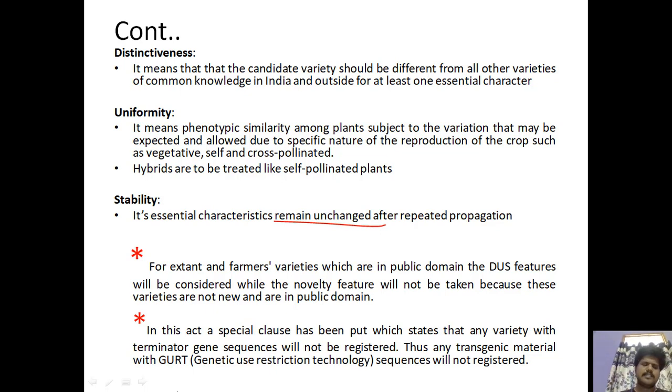Then there are a few clauses for extant and farmers' varieties which are in the public domain. The distinctness, uniformity and stability features will be considered while the novelty feature is exempted, because these varieties are not new and are in the public domain already. And in this Act, a special clause states that a variety with terminator gene sequences will not be registered. That is, any transgenic material with GURT, that is, genetic use restriction technology sequences, will not be registered.